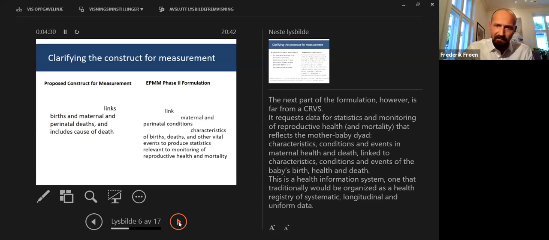It requests data for statistics and monitoring of reproductive health and mortality that reflects this mother-baby dyad. Characteristics, conditions, and events in maternal health and death linked to the characteristics, conditions, and events of the baby's birth, health, and death. This is the health information system, one that traditionally would be organized as a health registry of systematic, longitudinal, and uniform data.